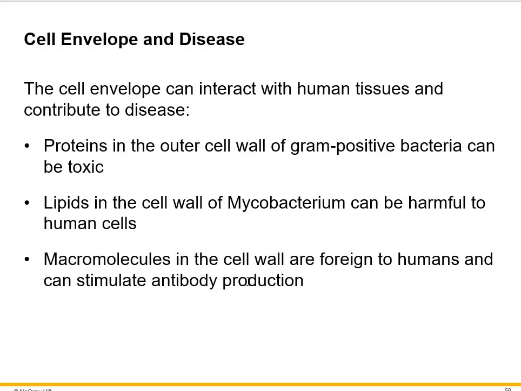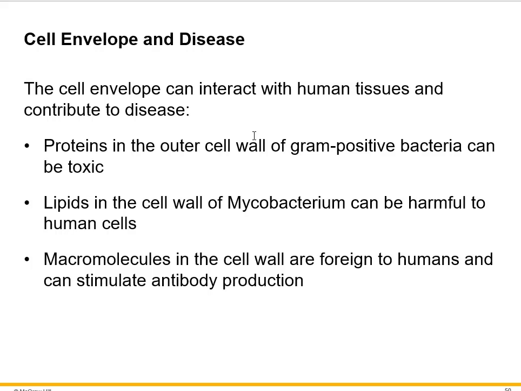So the cell envelope and disease. The cell envelope can interact with human tissues and contribute to disease. There are proteins in the outer cell wall of gram-positive bacteria that can be toxic. So those teichoic acid, lipoteichoic. The mycobacterium has that mycolic acid that is harmful to human cells, and it makes it resistant and difficult to kill. And the macromolecules in the cell wall are foreign, so it stimulates our immune system.